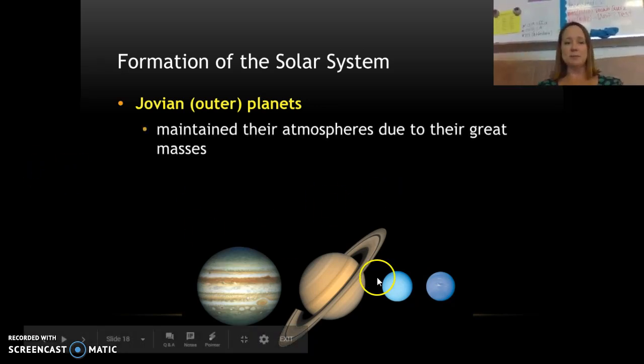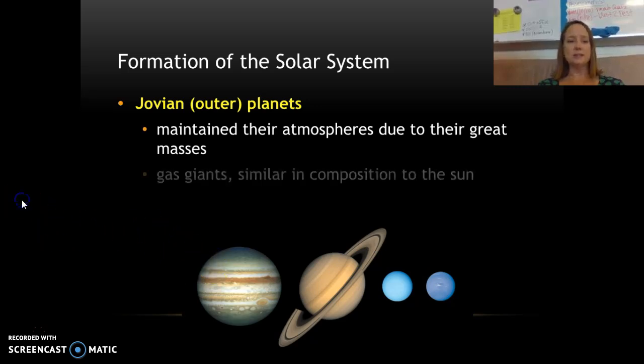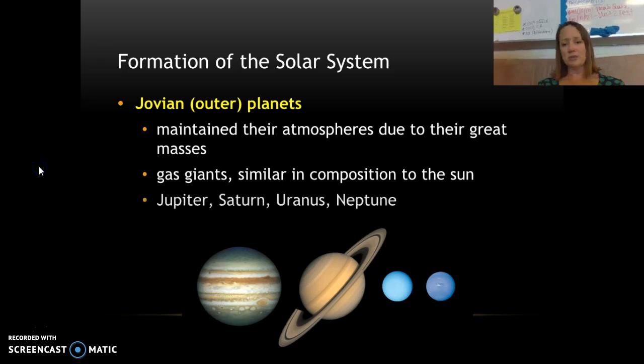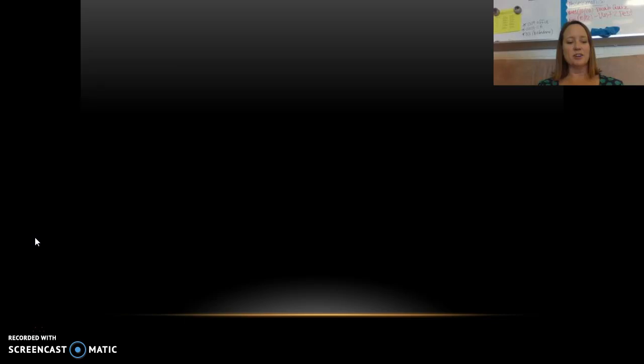These 4 planets, because they are so large, maintain their original atmosphere. So they're actually mostly gas. You can't land on the surface of these planets. They're also known as the gas giants. They basically have the same makeup as stars. They're just a lot smaller. So these 4 planets, Jupiter, Saturn, Uranus, and Neptune. And that's it for our solar system.